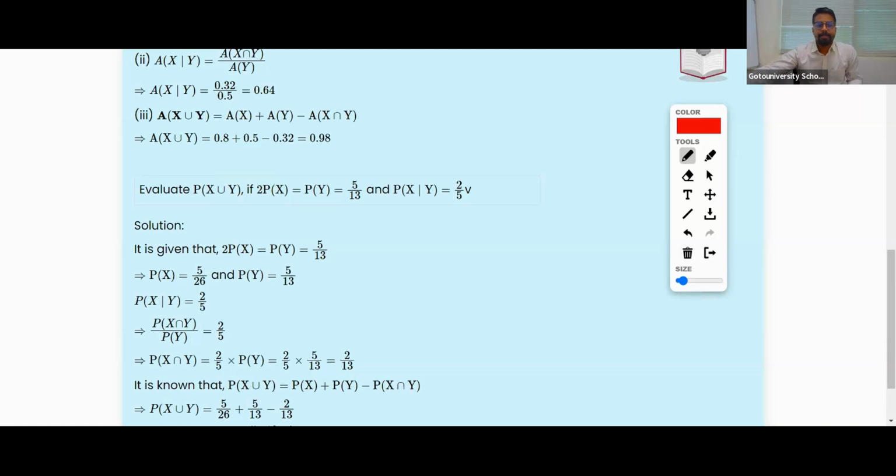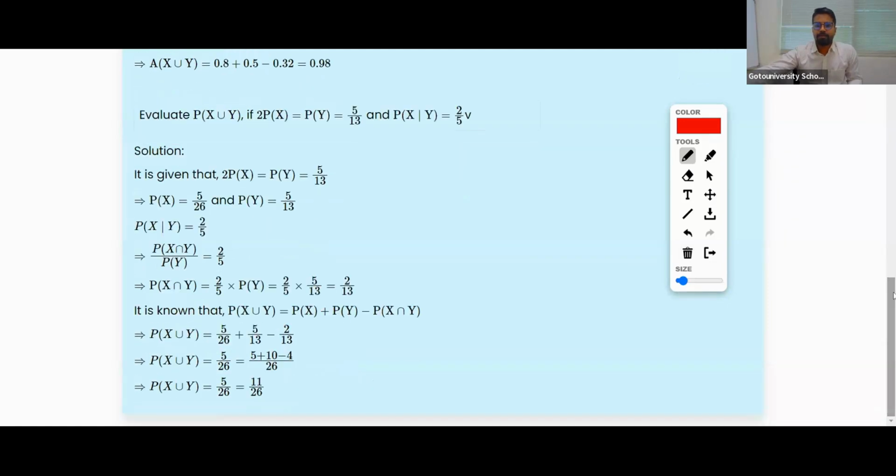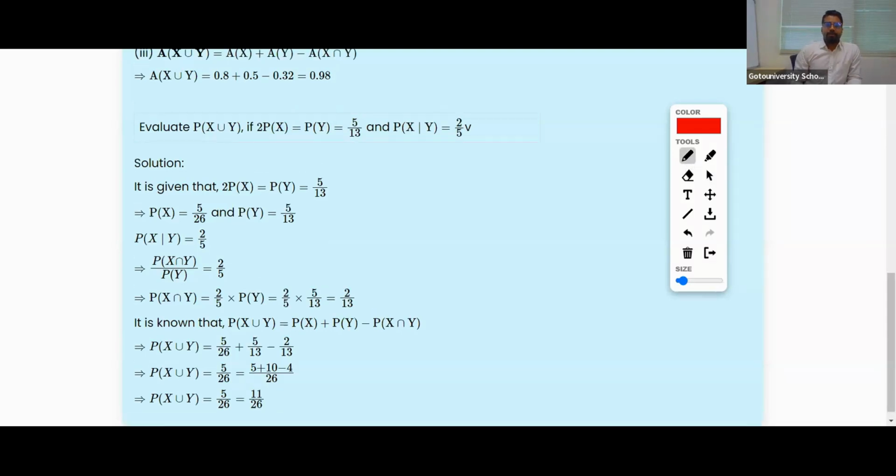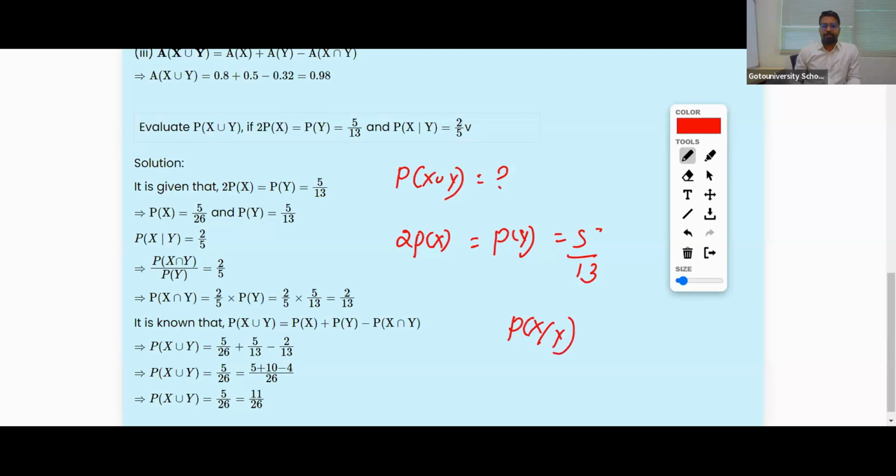Yes. There's another example here. Quickly, we'll solve it also. We have to find P of X union Y, that's either X or Y, if 2 times P of X is equal to P of Y, which is equal to 5 by 13, and P of X bar Y is equal to 2 by 5. Okay, this is what they are given.